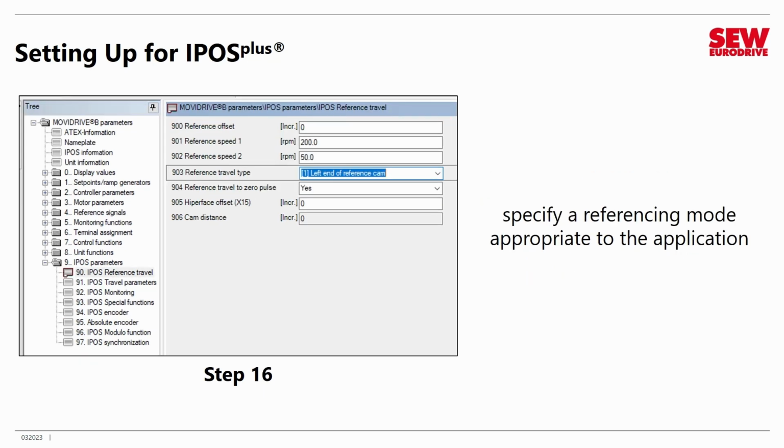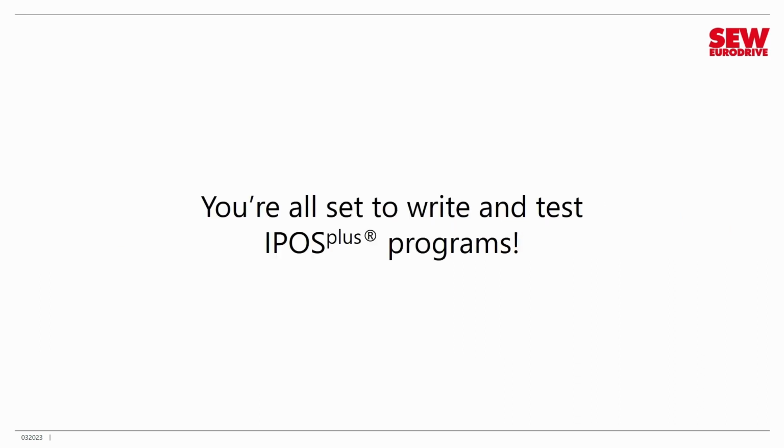Then pick a referencing mode. We will go into referencing modes in great detail a little later. I just picked referencing mode 1 for now, which is actually what we'll use in a lot of our programs. And that's it. Once you've done that, you're all set to write and test your IPOS programs. So your VFD is ready at that point.